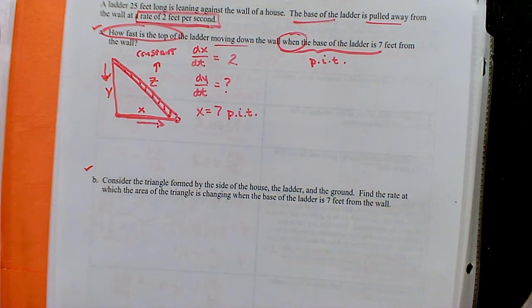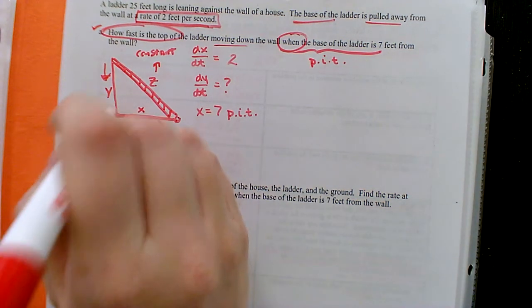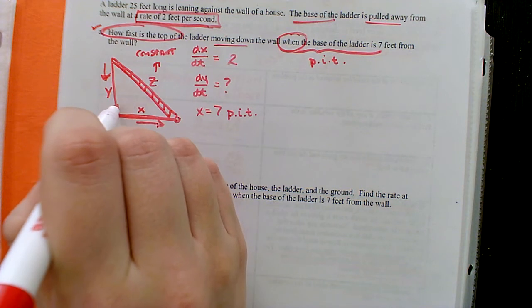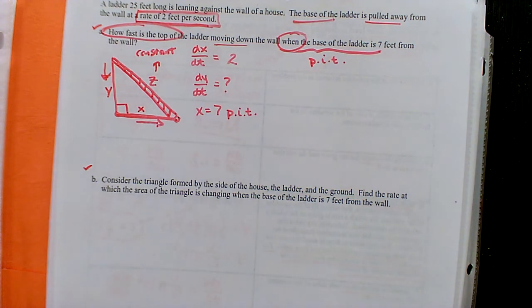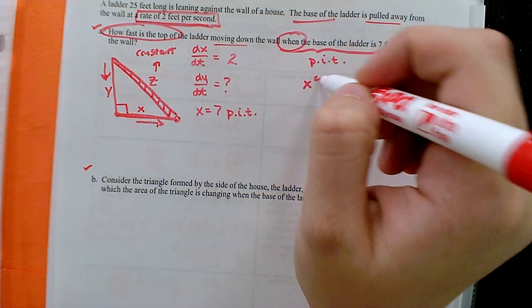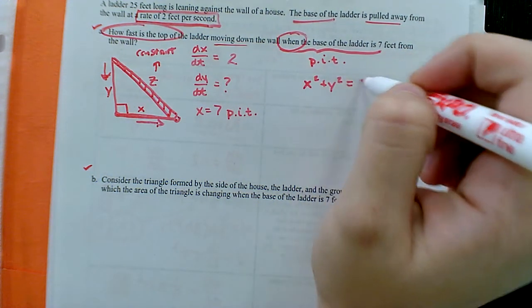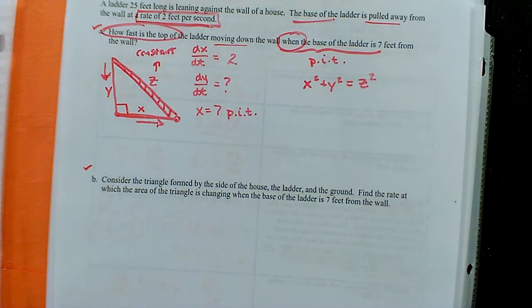So let's try to think of an equation. We're dealing with a triangle, specifically a right triangle, because it's against the side of a house, perpendicular sides. And we need an equation that relates x, y, and z. Anything pop out at you? Pythagorean theorem. Alright, x squared plus y squared equals z squared.